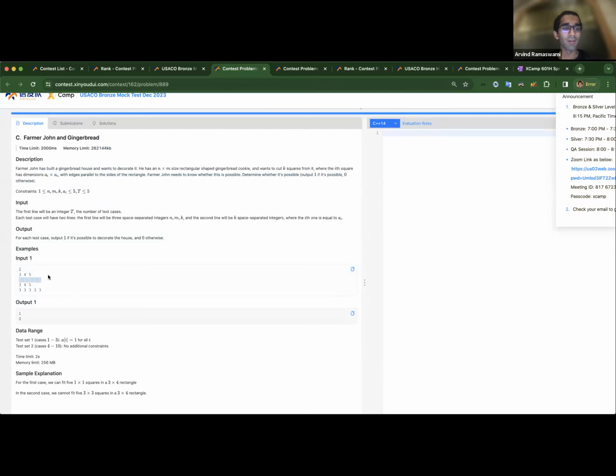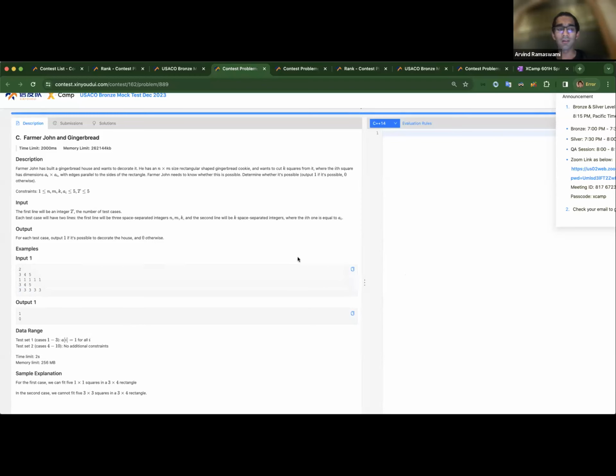So in this case, there's a 3 by 4 rectangle, and you want to cut 5 rectangles, and they're all 1 by 1. You can do this because the area of the rectangle is 12, and you have 5 1x1 squares. So you can just place them, since 5 is less than 12. And then the second case, a 3x4 rectangle, and then you have 5 3x3 squares. And you can show that you can't fit it. An easy way to show it is that the area of these is larger than 3 times 4.